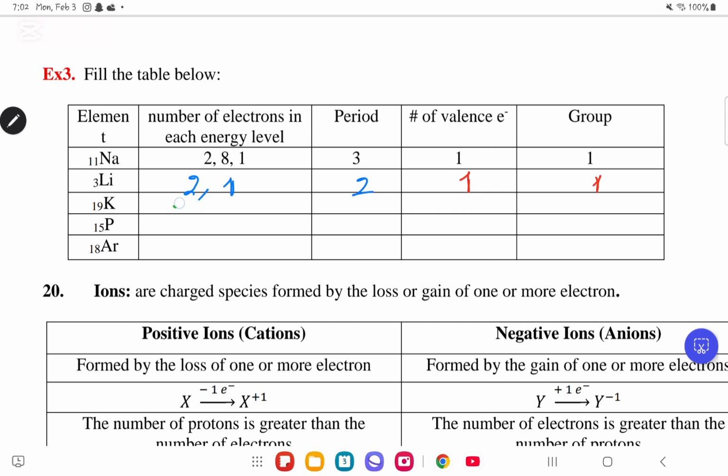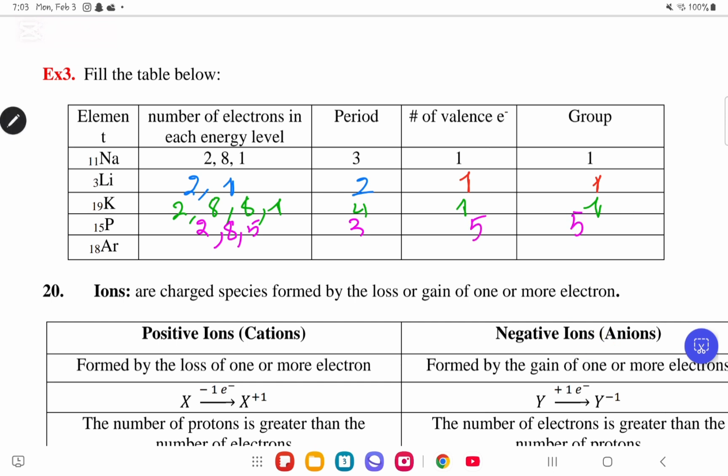Same thing for K. It's gonna be 2, 8, 8, 1. It is in period 4 because it has 4 numbers, or 4 blocks. Then it has 1 valence electron, and it is in group 1. We also move on to P 15. Okay, so it is gonna be 2, then 8, then 5. Again, it has 3 numbers, so it's gonna be in period 3. If you look at the periodic table and you look for phosphorus 15, you're gonna see it's in the 3rd row, which is the period. Then it has 5 valence electrons, and it's in group 5.